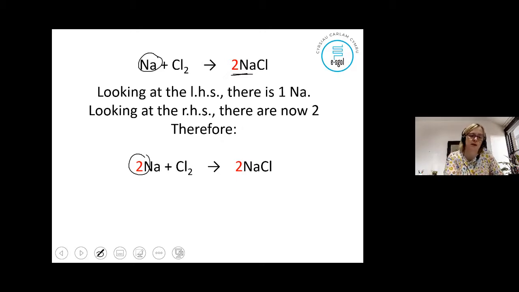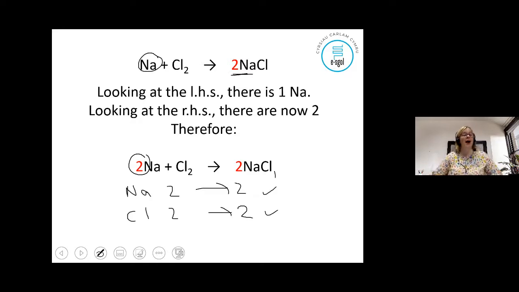So now if you count the game, Na, I've now got 2 this side, and I've also got 2 that side, because you can see 2 Na, 2 Na. Cl, I've got 2, and I've now got 2 times 1. So 2 times 1, because there's 1 there, would mean I've still got 2 chlorines. So that is balanced. I've now got no further action required. So the balanced equation would be 2Na plus Cl2 makes 2NaCl.